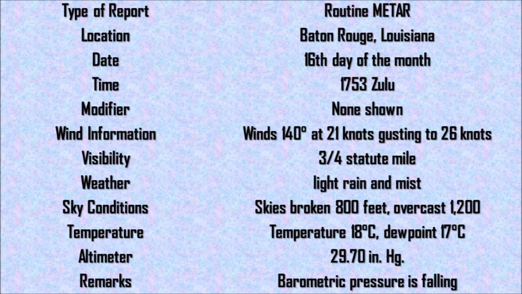Regarding the wind information, the winds are 140 degrees at 21 knots, gusting to 26 knots. The visibility is 3/4 of a statute mile. The weather conditions are light rain and mist. The sky conditions are broken clouds at 800 feet and overcast clouds at 1200 feet. The temperature is 18 degrees Celsius and the dew point is 17 degrees Celsius.